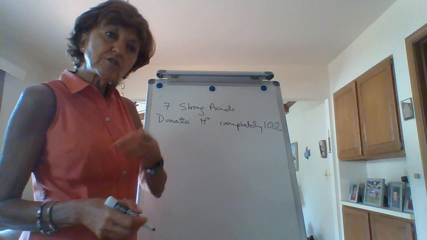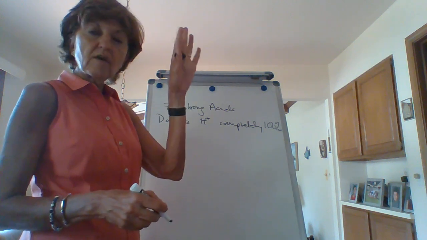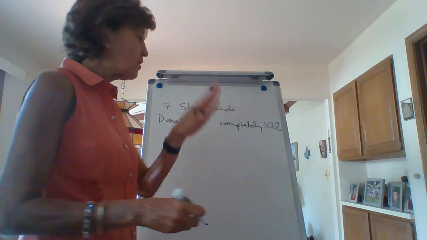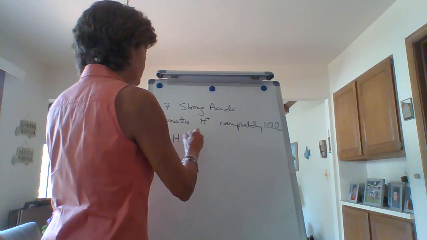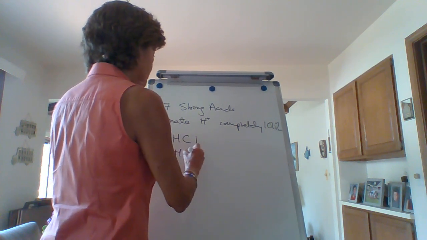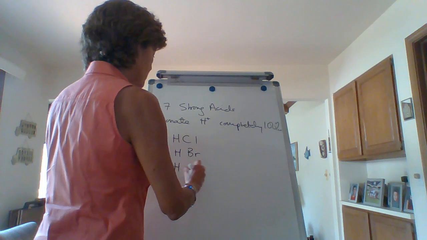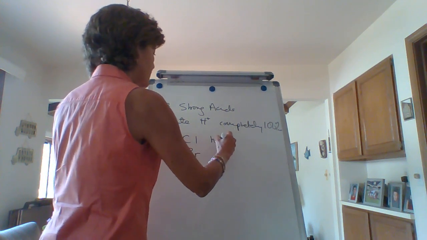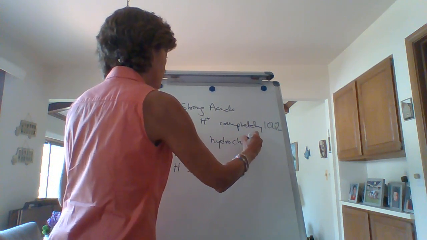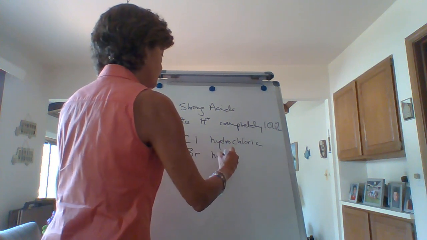So what are the 7 strong acids? Well, you know the halogens. Skip fluorine because hydrofluoric acid is not strong, but hydrochloric acid, hydrobromic acid, hydroiodic acid. So this is called hydrochloric. This is hydrobromic.